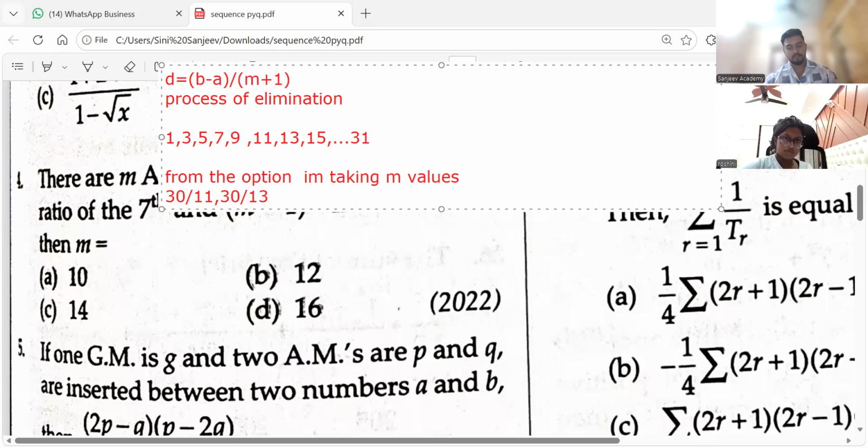30 by 13, right? Next one. 30 by 15. That is 2, common difference 2. Next one, 30 by 17. That's it. So now tell me which is the correct answer. Third one, correct. Pavan, is it clear now for you?